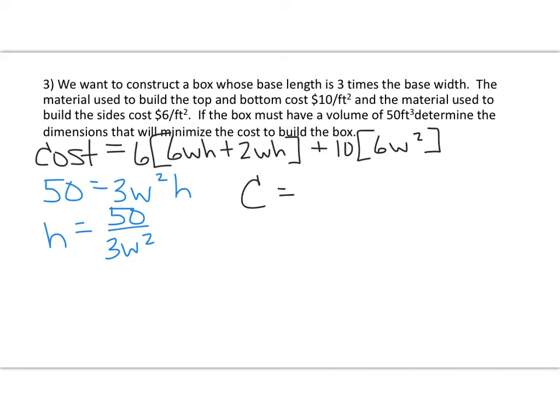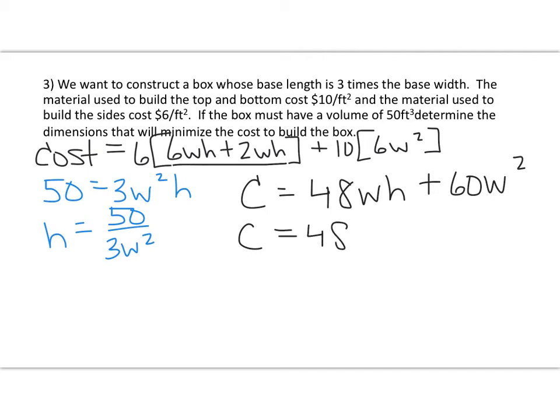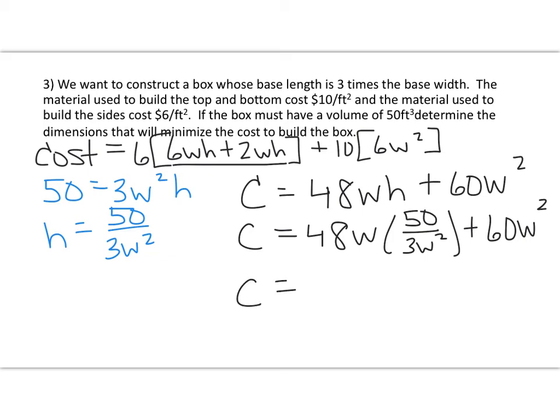So I'm going to use C for cost. 6WH plus 2WH is going to be 8WH, and 8 times 6 is 48WH, plus 60W squared. And then I'm just simplifying, plugging in my H value, which is 50 over 3W squared. Cleaning this up just a little bit, 3 goes into 48 16 times. 16 times 50 is 800, so I have 800 over W, because W divided by W squared, plus 60W squared. And now I'm ready to take my derivative.